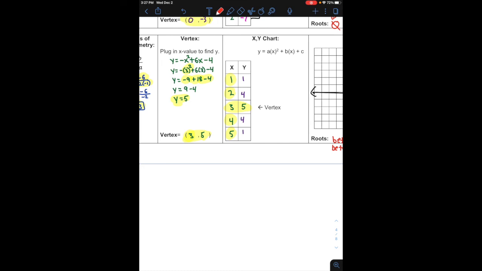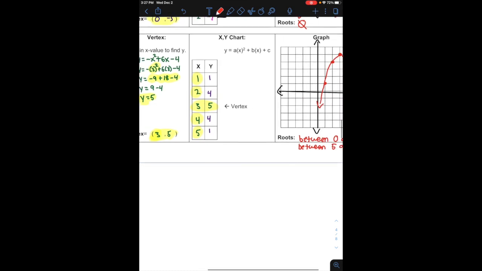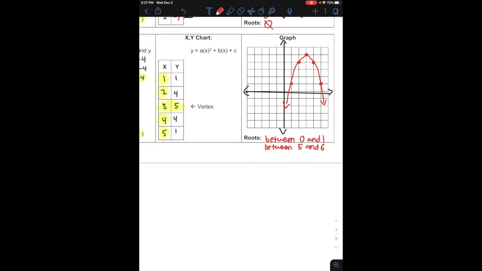And once we plot all of our points, again, our parabola is going to be facing down like an n. The vertex we found at 3, 5 is in fact the vertex of our graph. There are 2 roots, however, we can't necessarily identify exactly what values they are, so we could just identify that one of them is between 0 and 1, and one of the roots is between 5 and 6.